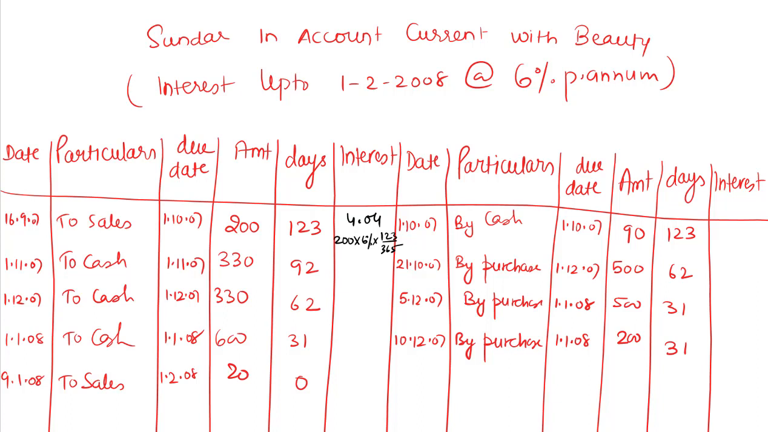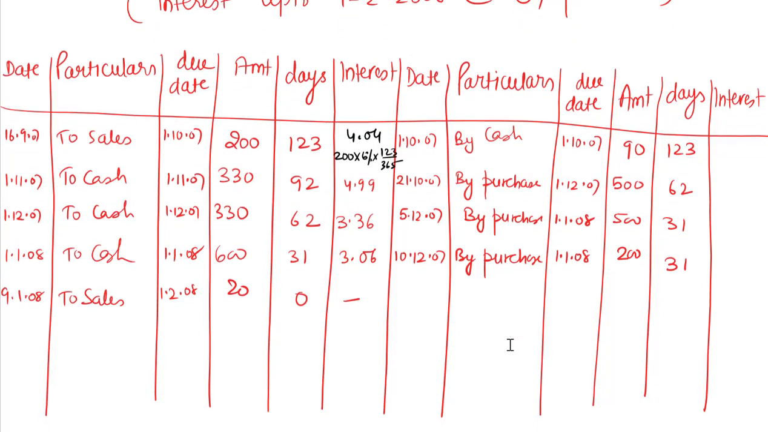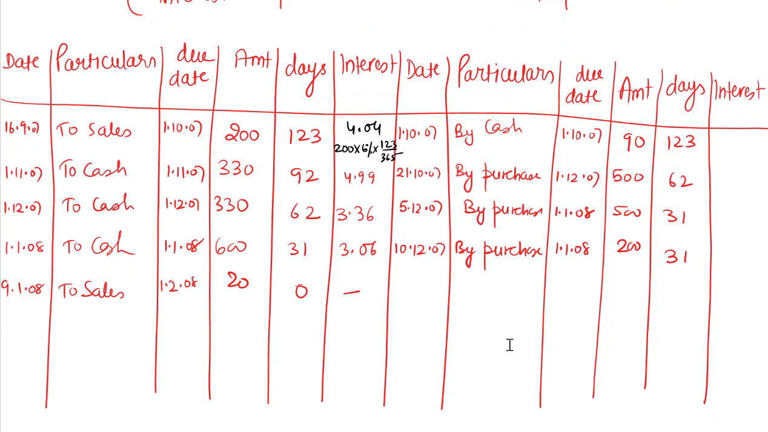Next, interest calculation: 4.99, 3.36, 3.06, and it is nothing. This side interest calculation: 1.82, 5.09, 2.55, 1.02.